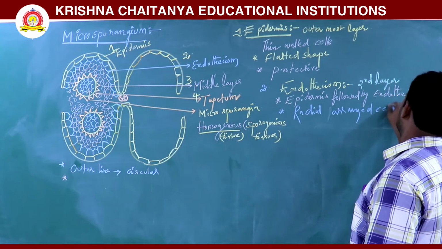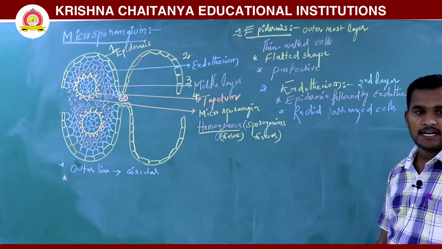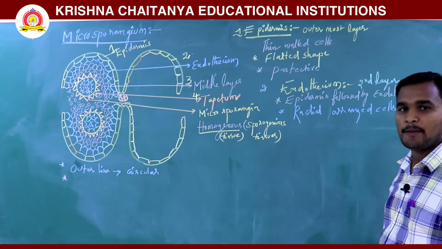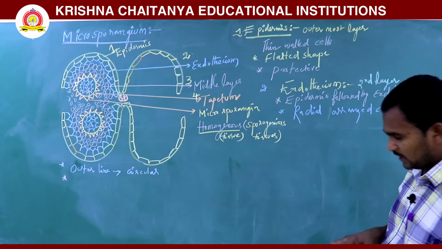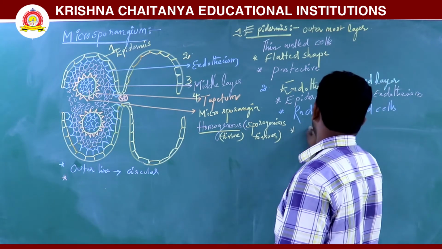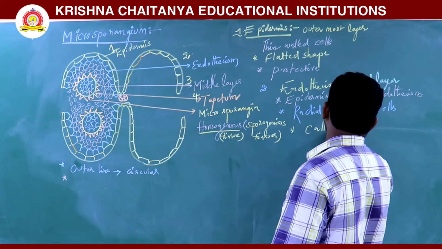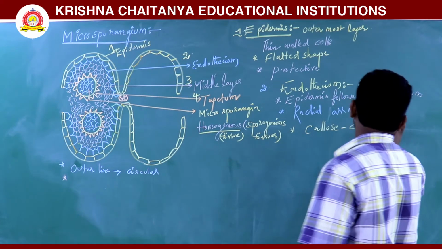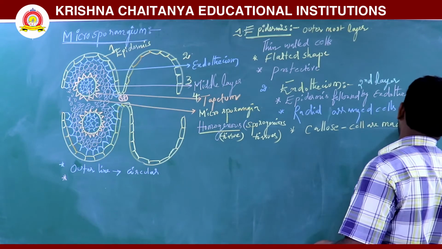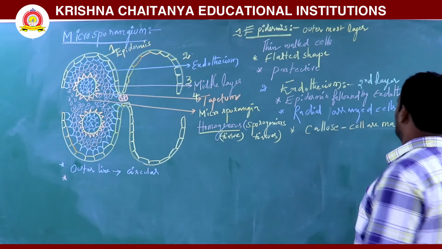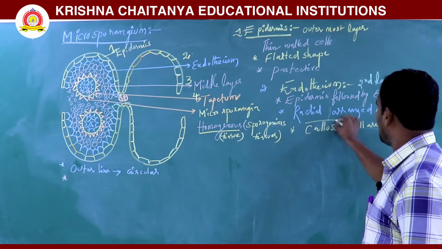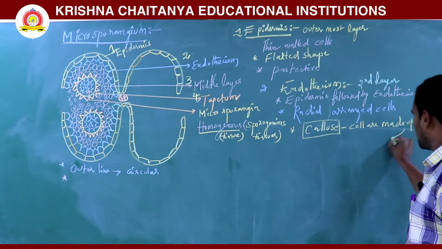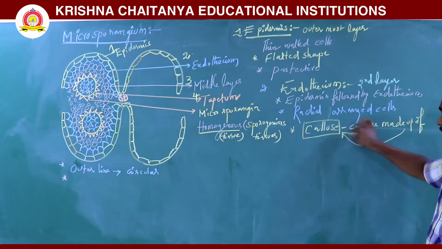Radially arranged cells. These cells are radially arranged. The cells are made up of callus. Cells are made up of callus.